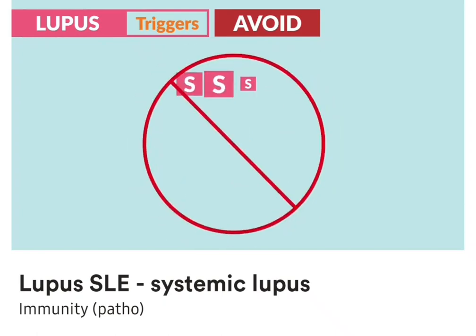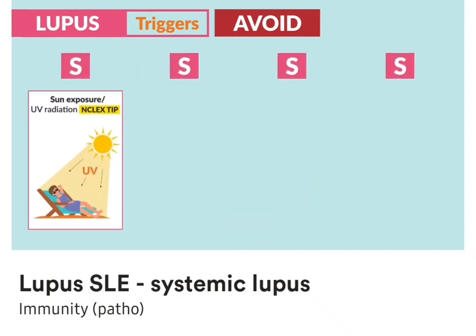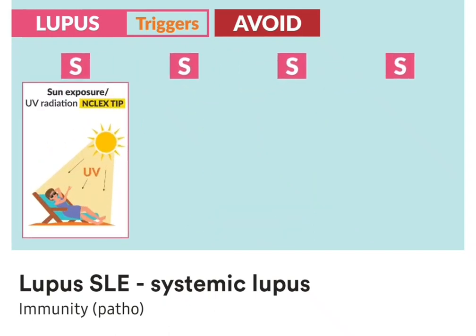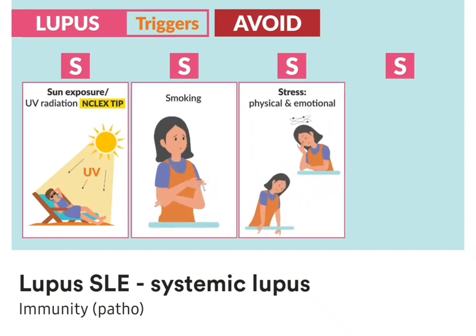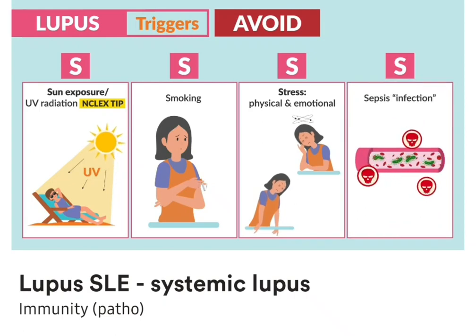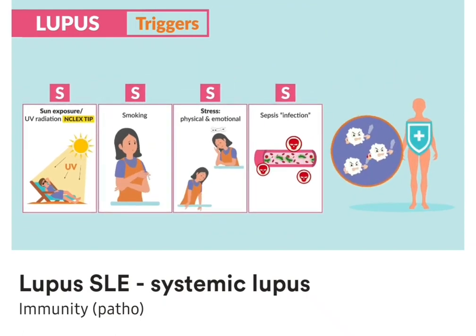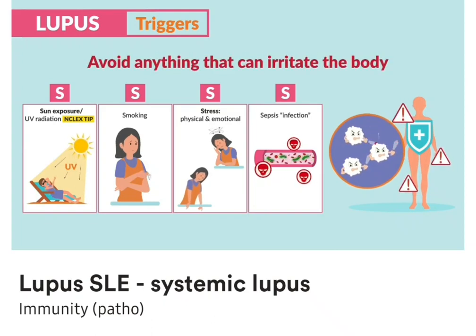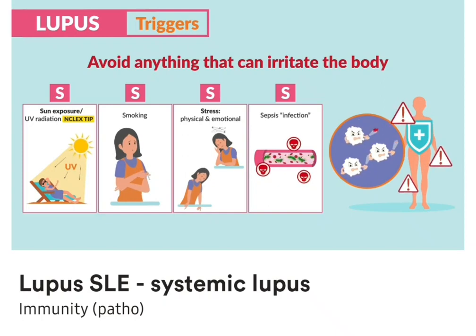So we want to avoid the S's of lupus here in terms of triggers. S for sun exposure or UV radiation. Huge NCLEX tip. Write this one down. Sun exposure and UV radiation were the most tested. S for smoking, S for stress, like physical and emotional, and S for sepsis or infection. Like all autoimmune diseases where the body attacks itself, we want to avoid anything that can cause an irritant to the body, inducing an immune response.